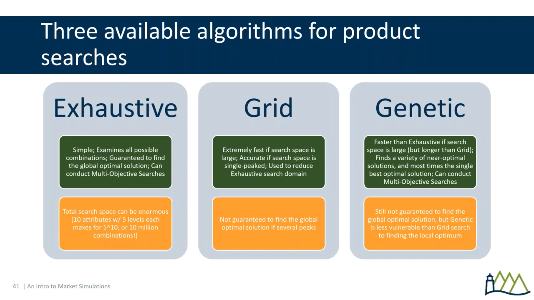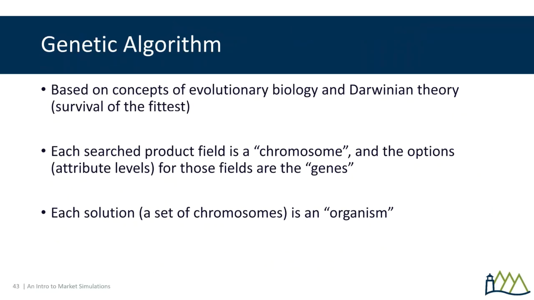And you can also conduct those multi-objective searches that you can do in exhaustive as well. You're still not totally guaranteed to find the global optimal solution, but it's less vulnerable to that than the grid search option. So I'm going to let Walt talk through the genetic algorithm, since he was the brains behind putting this into the actual software.